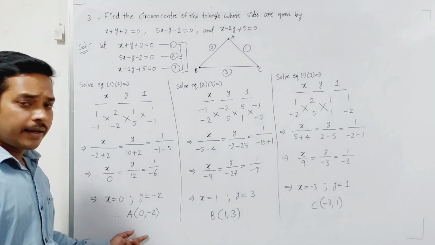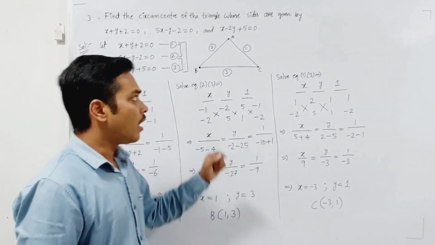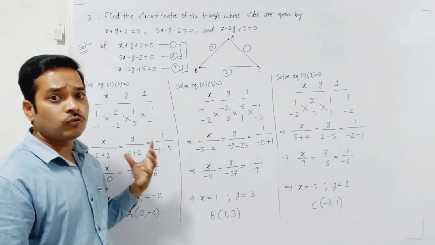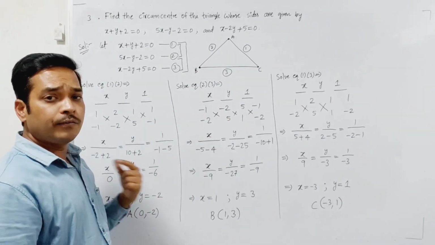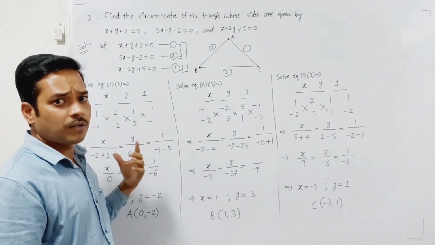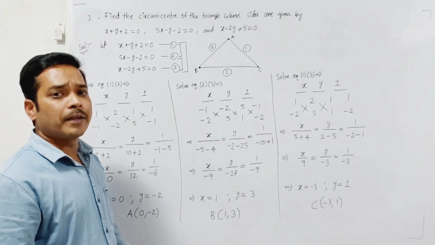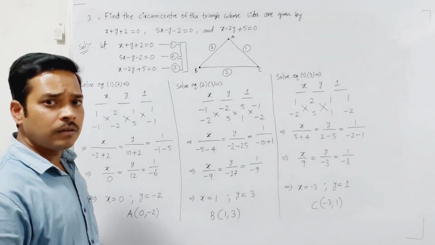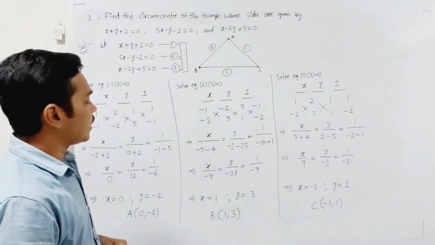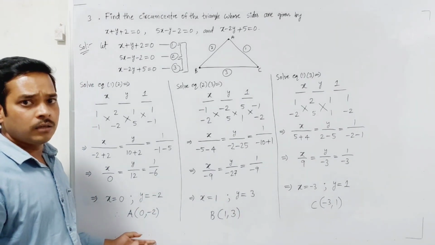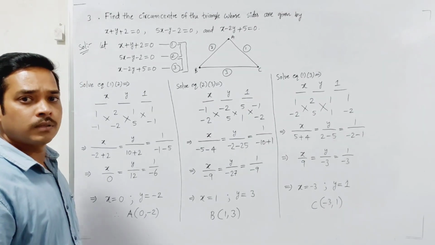After getting vertices A, B, C, we know how to find the circumcenter. If you know the 3 vertices, we learned in the first problem and second problem, by using the SA is equal to SB is equal to SC condition, we can find the circumcenter. If you know the 3 vertices, you can do this problem, okay?